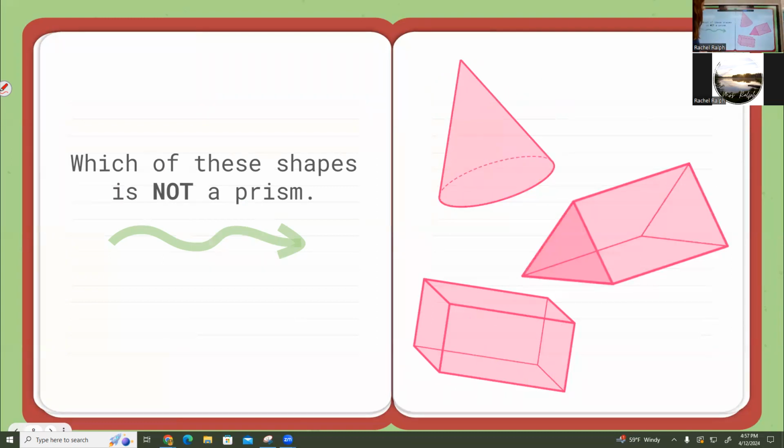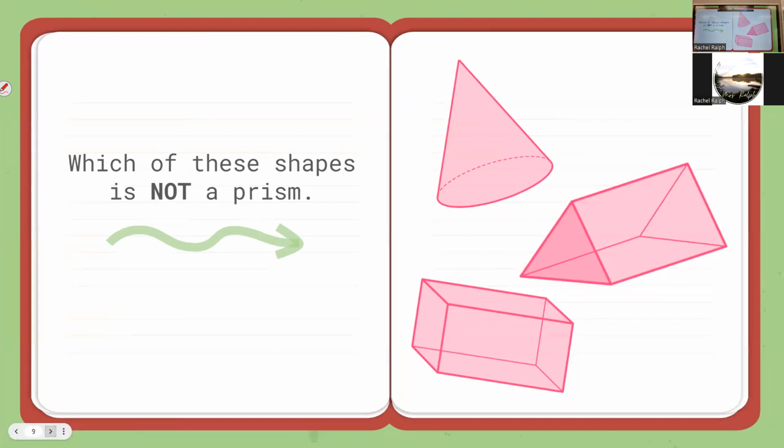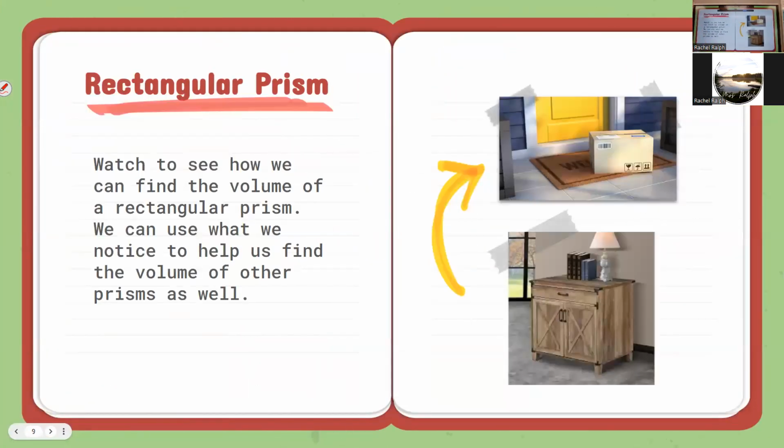Alrighty, so we're going to dive into more about specifically rectangular prisms. A rectangular prism is where we would have a rectangle as one of the identical sides. An example would be a box. A dresser or a bookshelf would also be a rectangular prism. So watch to see how we can find the volume of a rectangular prism. We can use what we notice in rectangular prisms to help us find the volume of other prisms as well.